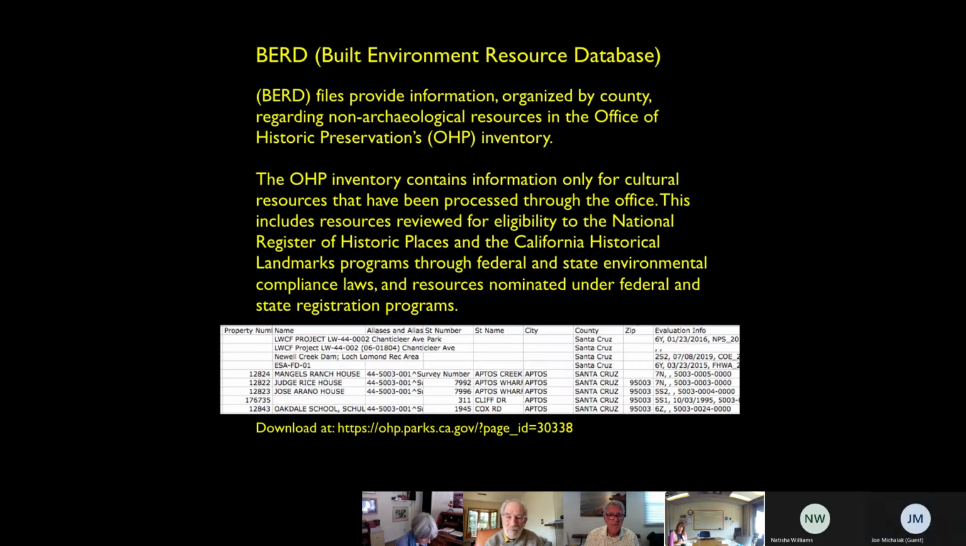You can see there's a number code, and you can get the status codes from the OHP. It tells you, is this actually on the register? Is it eligible? Does it need to be reevaluated, and so forth? So you can look up every house in the county that's on the historic list and its status. So this BERD database is relatively new. I think they just put it up last year. So it's another useful source. Just download it. You never know when you're going to need it.